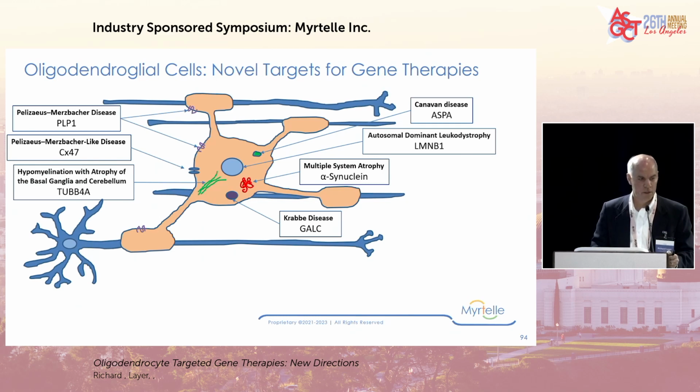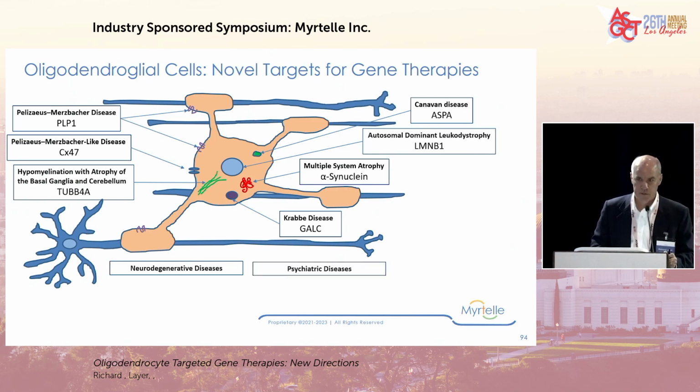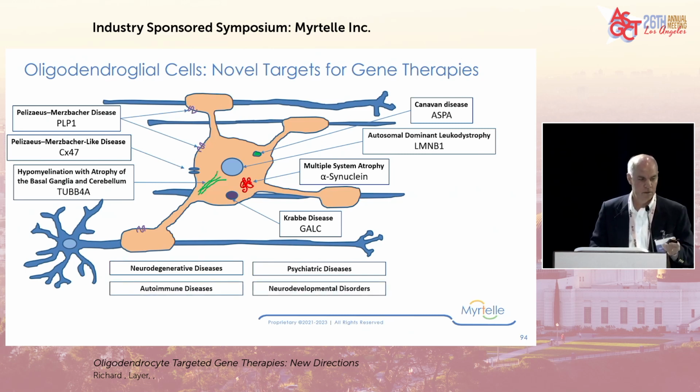neurodegenerative disorders like multiple system atrophy, Parkinson's disease, and Alzheimer's disease, psychiatric diseases like schizophrenia and major depression, autoimmune diseases like multiple sclerosis, and neurodevelopmental disorders like autism. The ability to use AAV vectors to deliver genetic cargoes to oligodendrocytes opens new avenues for the development of novel therapeutics.